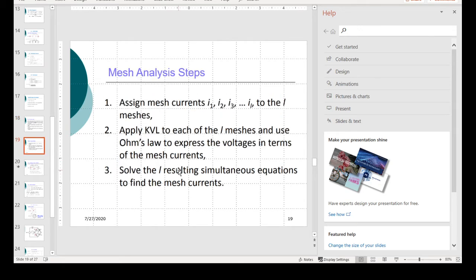How does it work? We have already explained what we call a mesh. That's a closed path which does not have any other loop inside it. But for the circuits that we are going to be dealing with, in general, we tend to use those two terms, mesh and loop, interchangeably without drawing that much distinction between them. But just remember, a mesh does not have a loop inside it. So the steps, again, we are going to illustrate them by way of example.